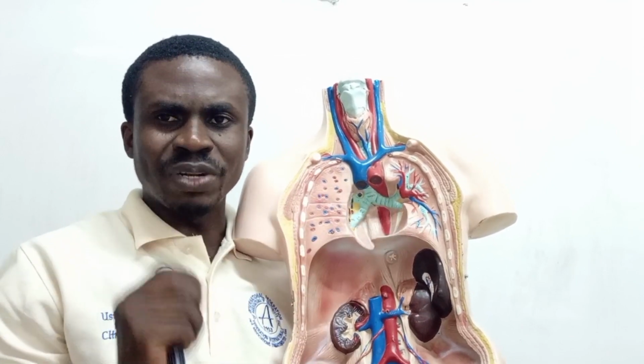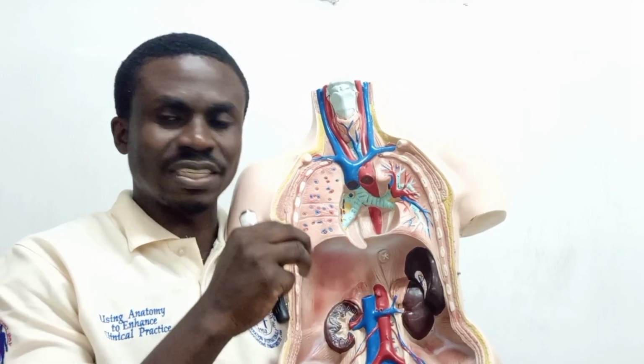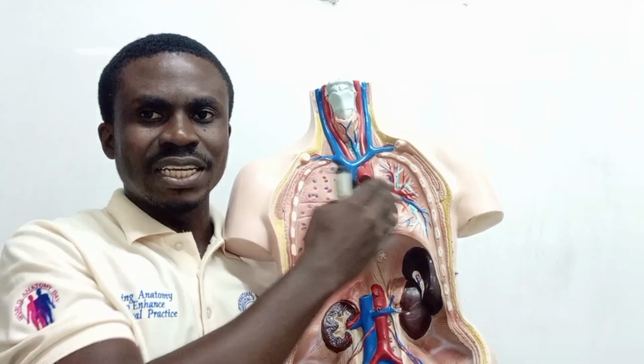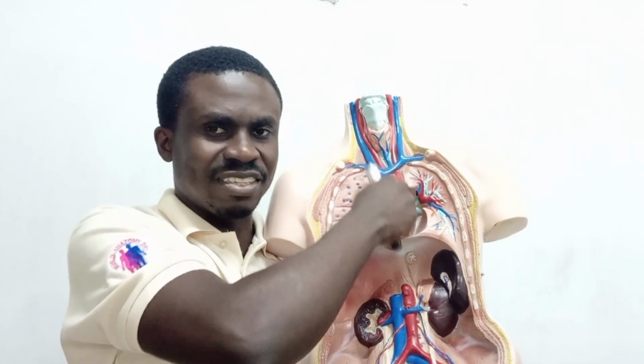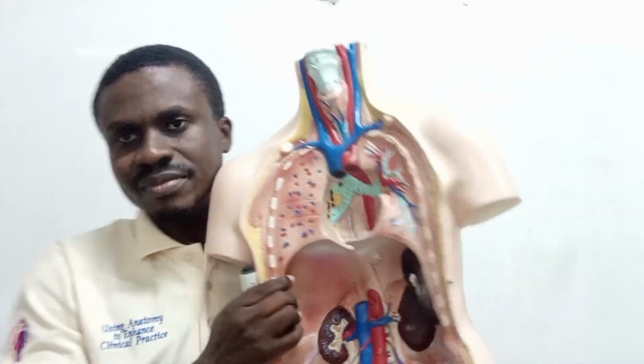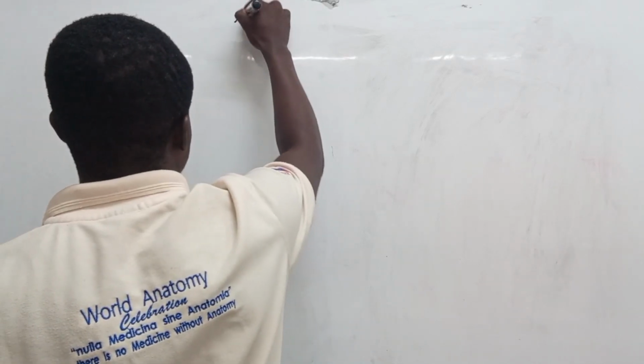So whenever we talk about the mediastinum, it is that region of the thorax which is midway between the lungs enclosed in the pleura. That is what I want you to know, and that is the area we are going to deal with. Now, having looked at that, that is the mediastinum that we are talking about.